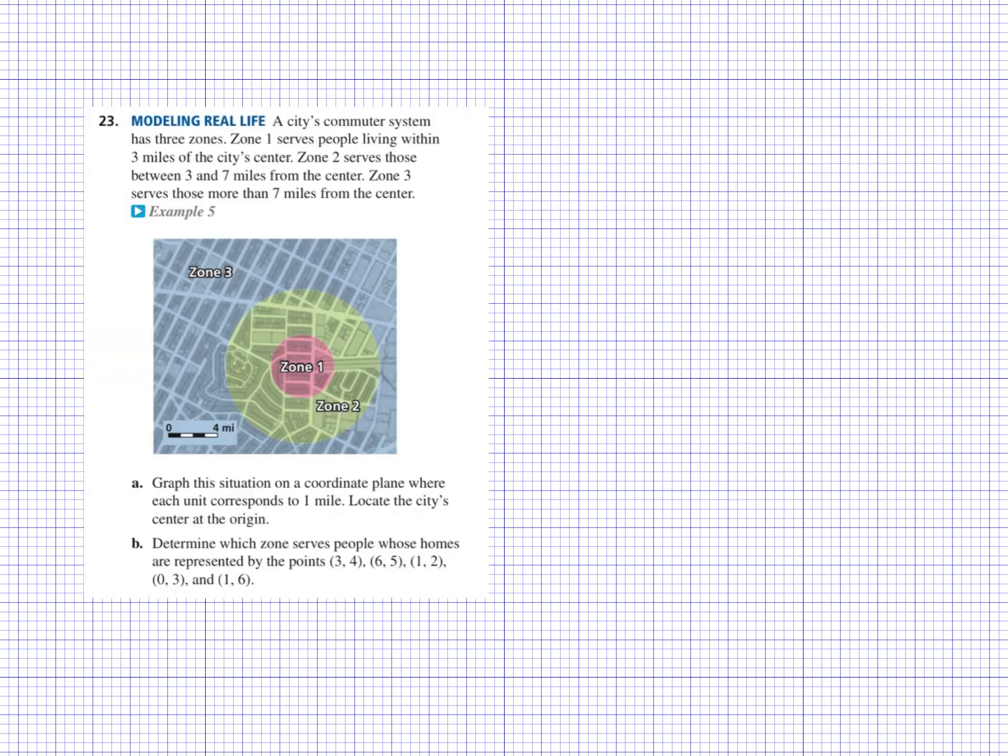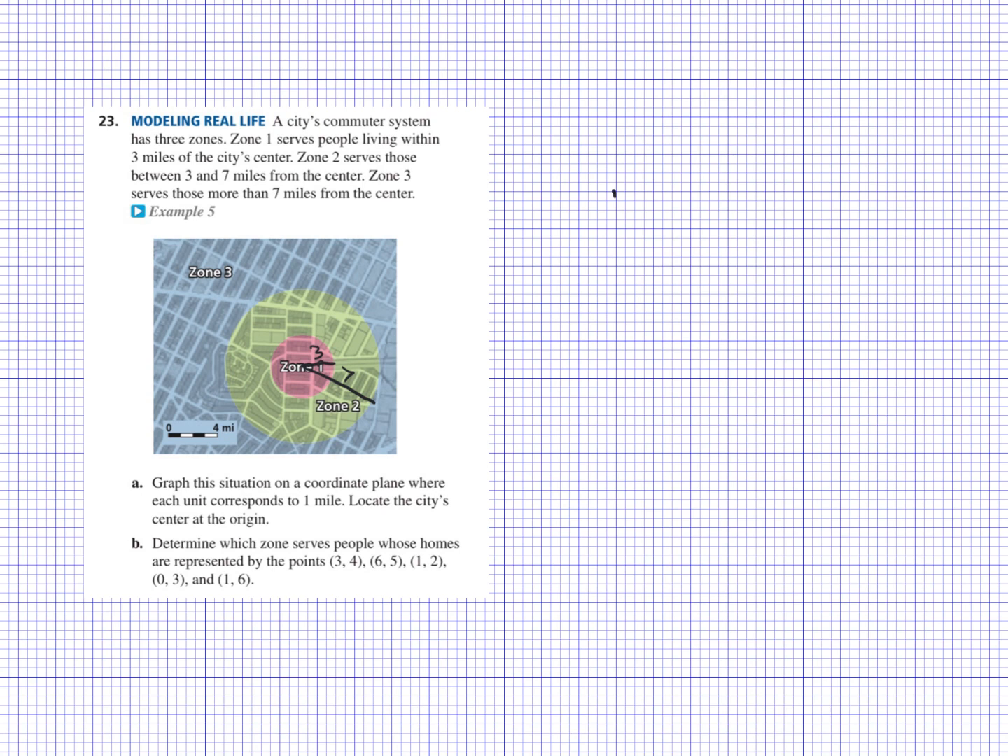Okay, modeling real life. A city's commuter system has 3 zones. Zone 1 is the smaller one there. It serves people living within 3 miles of the city's center, so that means the radius here is 3. Zone 2 serves those between 3 and 7 miles from the center, so that radius is 7 miles. And zone 3 serves those more than 7 miles from the center. Graph this situation in a coordinate plane where each unit corresponds to 1 mile. Locate the city's center at the origin.